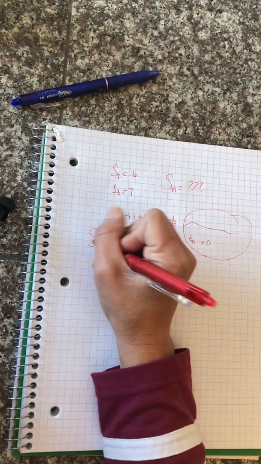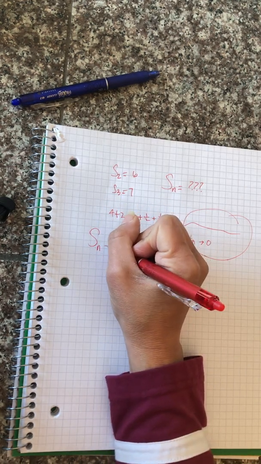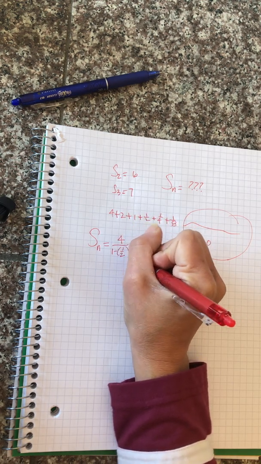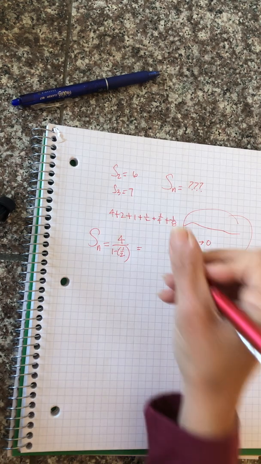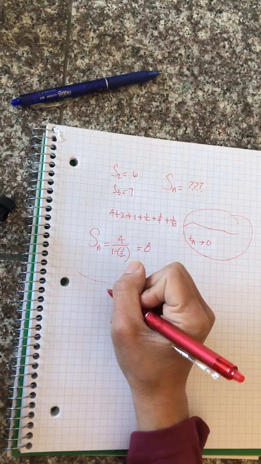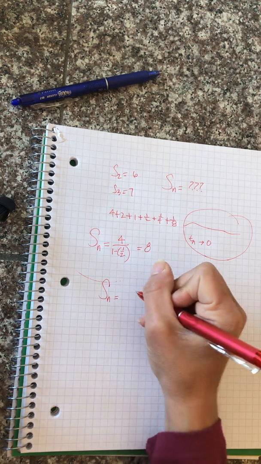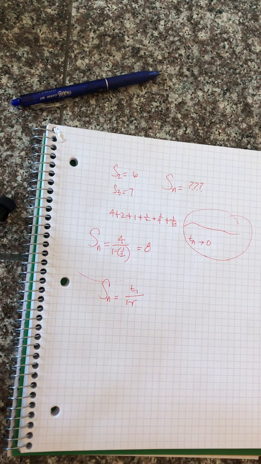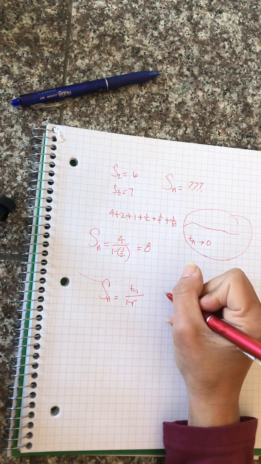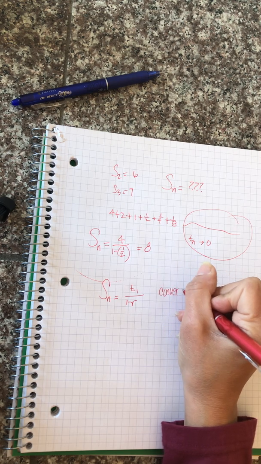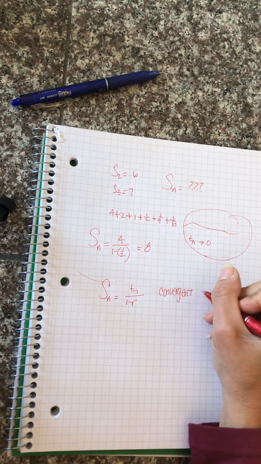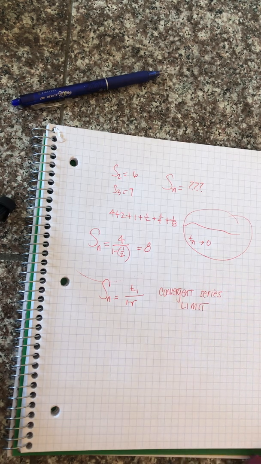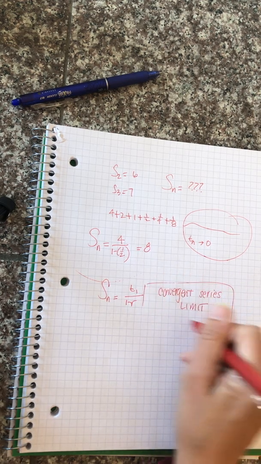The sum of n terms in this particular sequence is 4 over 1 minus 1/2, which is, I don't know, 8. Okay, so where'd this come from? The sum of n terms is equal to the first term over 1 minus r. This is what we call a convergent series. And this is a limit.